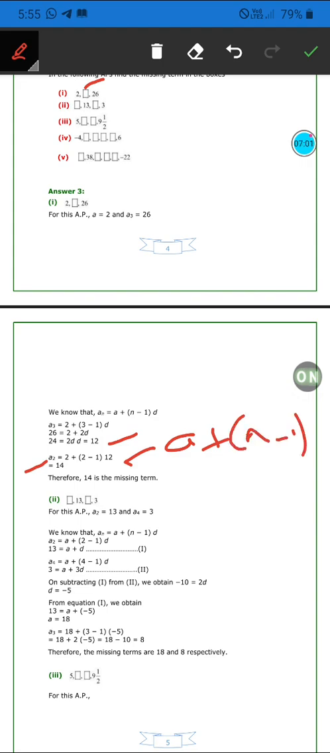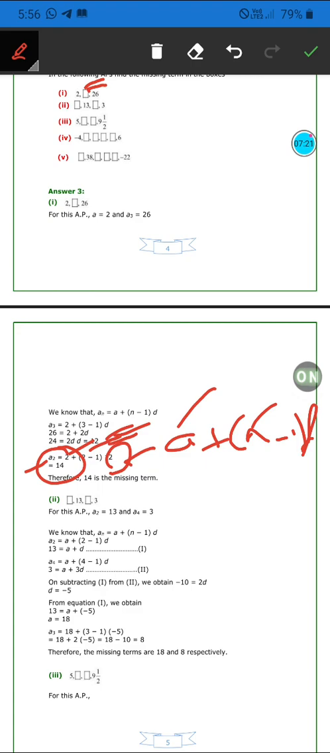What is A here? 2. What is n here? A2, so n is equal to 2. D means 12, we already found here. So D is equal to 12. 2 plus 12 becomes 14. So the second term, the dash box, is 14 here.